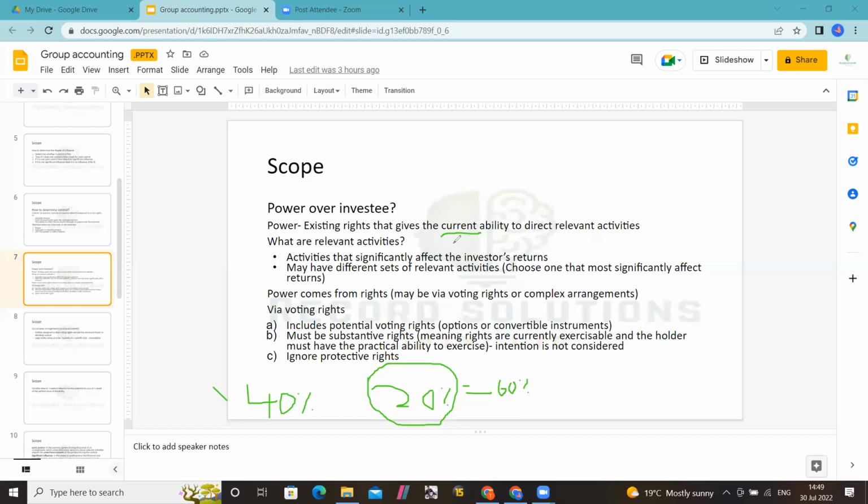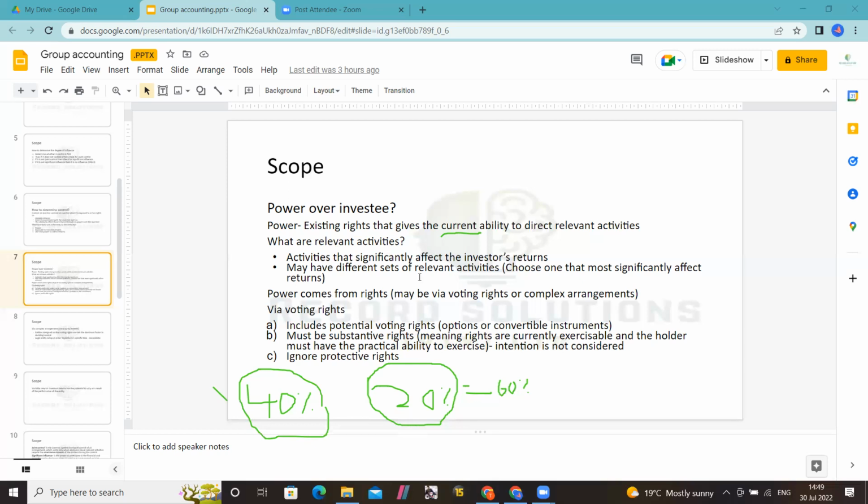If they tell you about a future date, that you can only convert or purchase these shares using these options in 2 years, then you only own 40%, and therefore you don't control the entity. That's the first part for the voting rights. And then they said the rights must be substantive. All voting rights, including potential voting rights, must be currently exercisable, and the holder must have the practical ability to exercise.